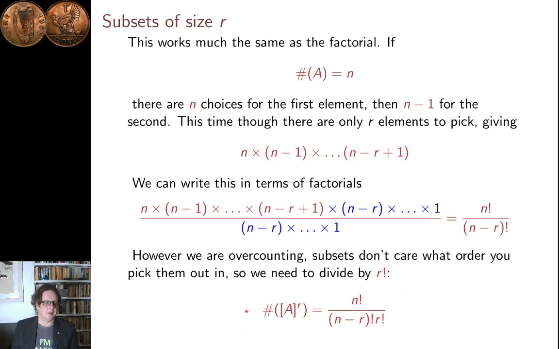In other words, the number of subsets of size r for a set of size n is n factorial over n minus r factorial multiplied by r factorial. This is the thing that we talked about from the choosing, and this is the bit we divide because we overcounted. We counted subsets more than once because we were paying attention to what order we took the elements. We put the elements into the subset, and that doesn't matter.